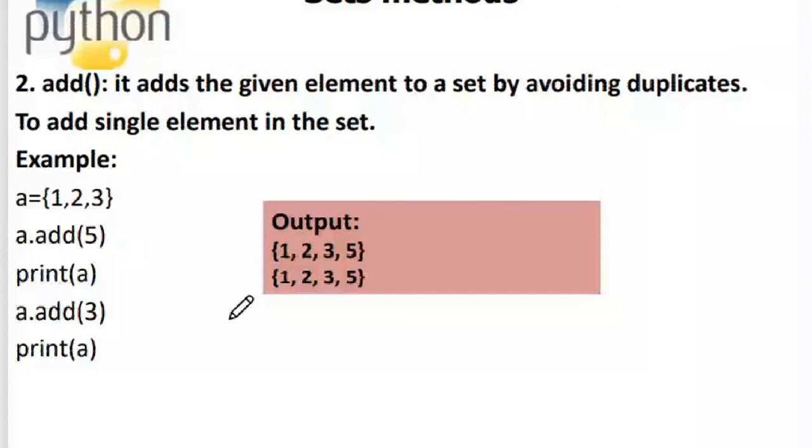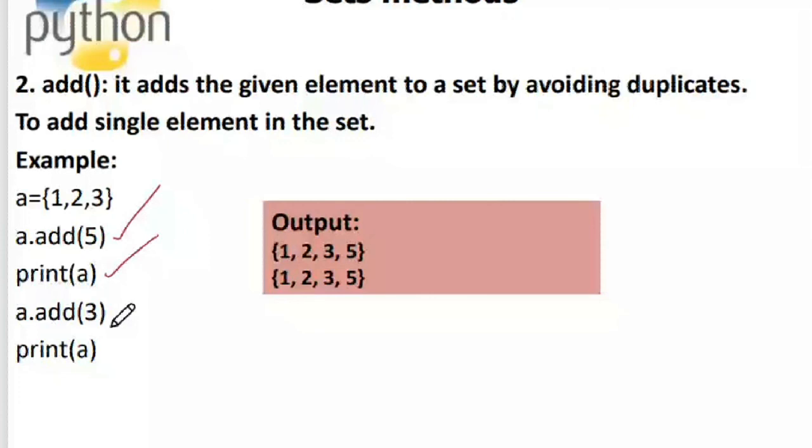You can also read the description of the method, which reads: it adds the given element to a set by avoiding duplicates. So to add a single element in the set, this is the difference. Now I said A is equal to 1, 2, 3 and I said A dot add 5. So 5 will be added into the set and I tried to add 3. When I tried to add 3, what happened? 3 is already there in the set, so it will not add it.